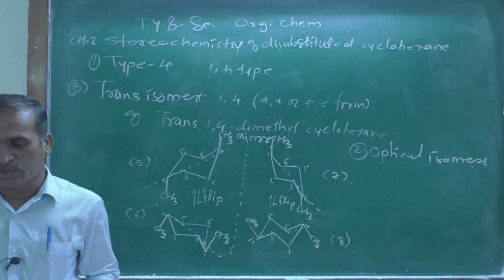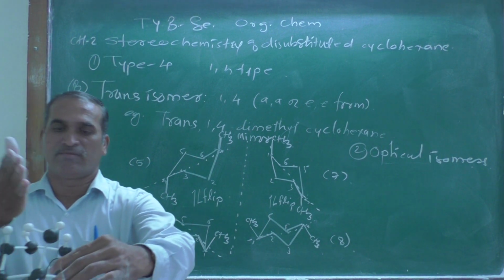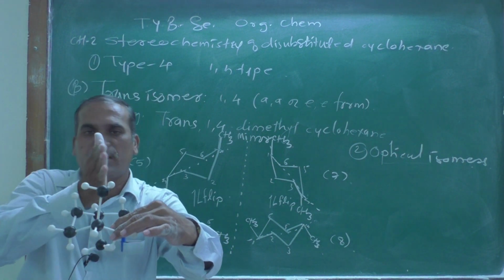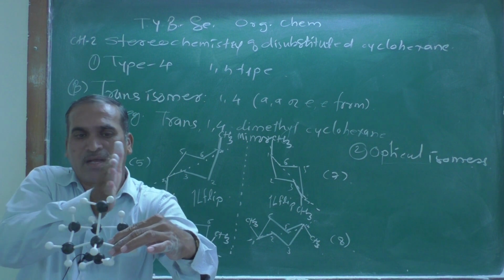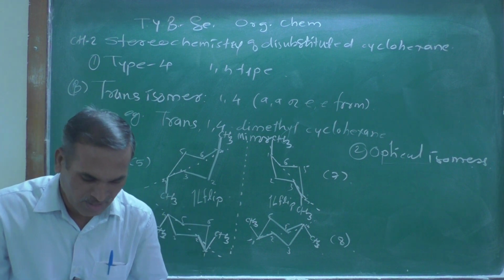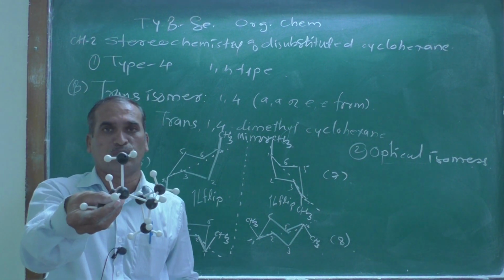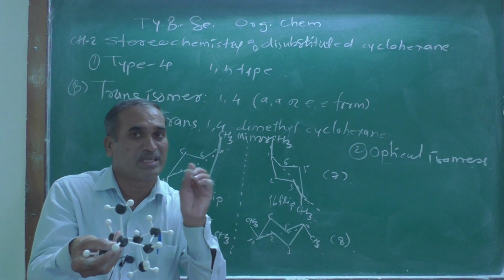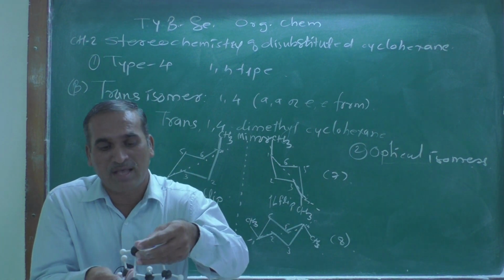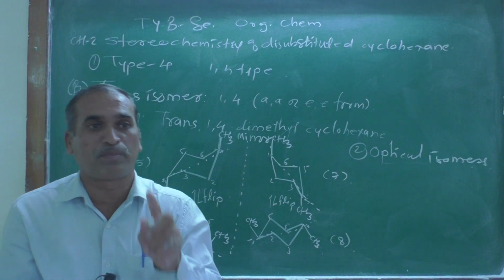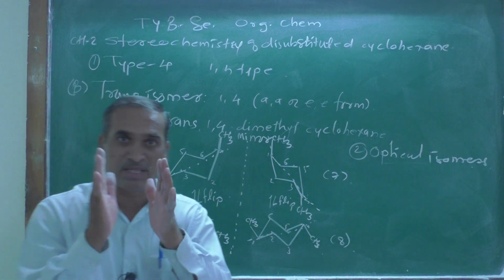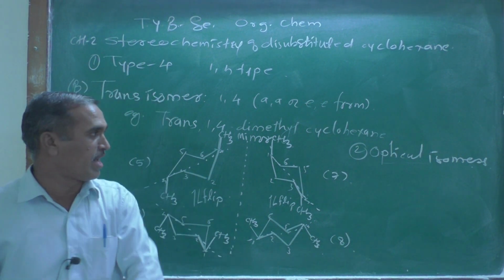By looking at the model here, one is below the plane, one is above the plane, but if you cut from exactly the middle, you will get half part this and half part that, two equal, identical halves. Therefore this molecule has a plane of symmetry. What is your answer here? The molecule is optically inactive in nature. If a plane of symmetry is present, that molecule is optically inactive in nature.